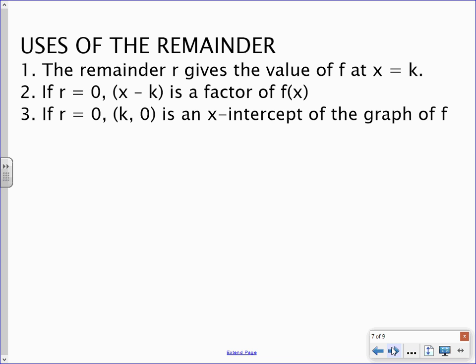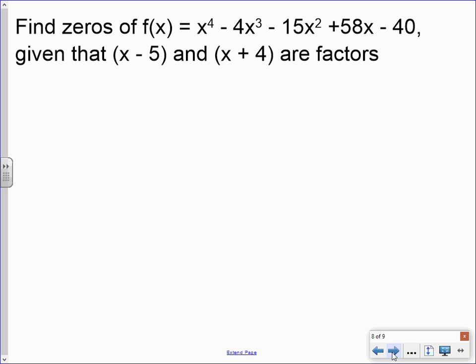Ready for the last example. I have a 4th degree polynomial that I want the zeros of. And I'm giving you 2 factors. So we know that x minus 5 and x plus 4 should divide evenly into that 4th degree function.